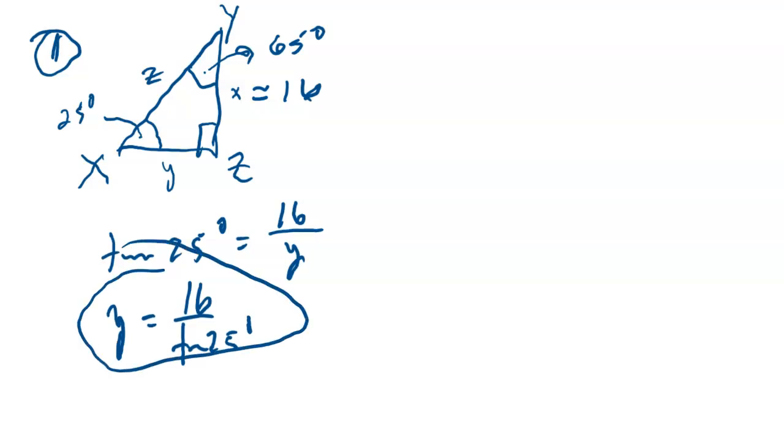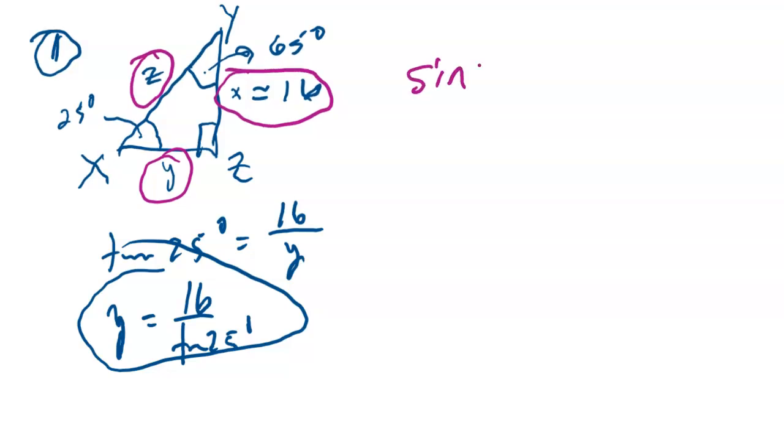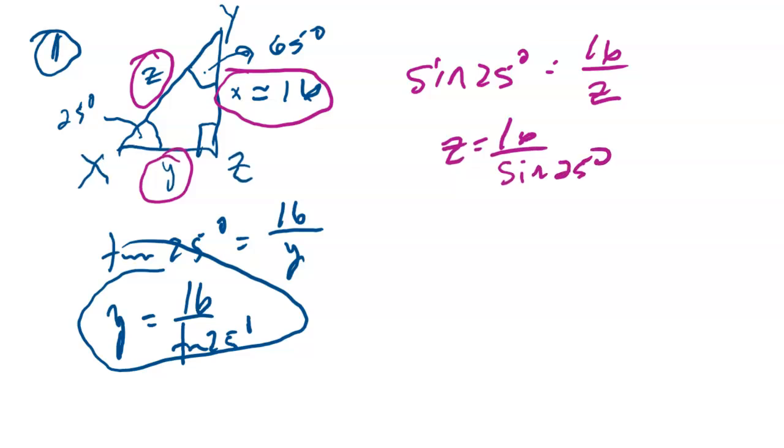I don't know what that calculates to. I kind of don't care. My next one, I can find z. Do I have z? No, I do not have z. I have x, I have y, I don't have z. I guess I'll use 25 degrees again. So I'll do sine. Sine of 25 degrees is equal to 16 over z. I guess I should have used cosecant. And so z is equal to 16 over sine of 25 degrees. We're done.